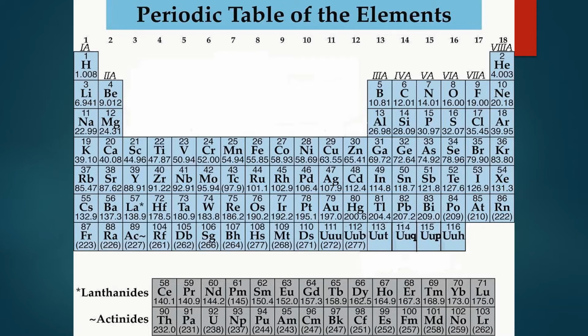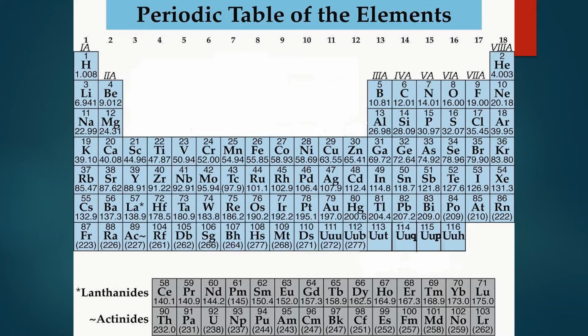The first transition series will start from atomic number 21 to 30. It is called the 3D series, or first transition series, atomic number 21 to 30, D block elements. Then 39 to 48, these are called the 4D series or second transition series. And 57 to 80 are called the 5D series or third transition series. These are called D block elements. The last electron enters into the penultimate shell.